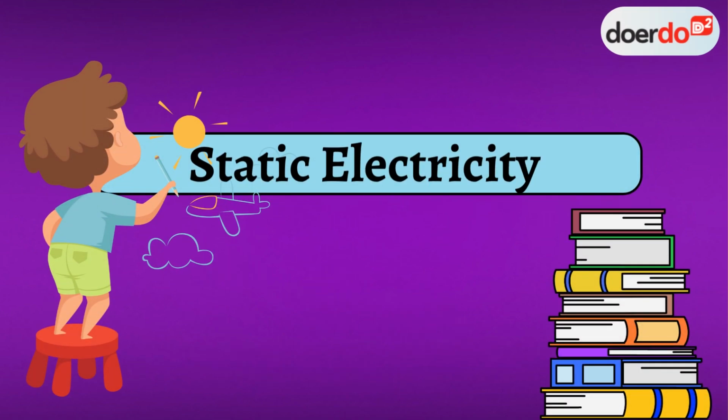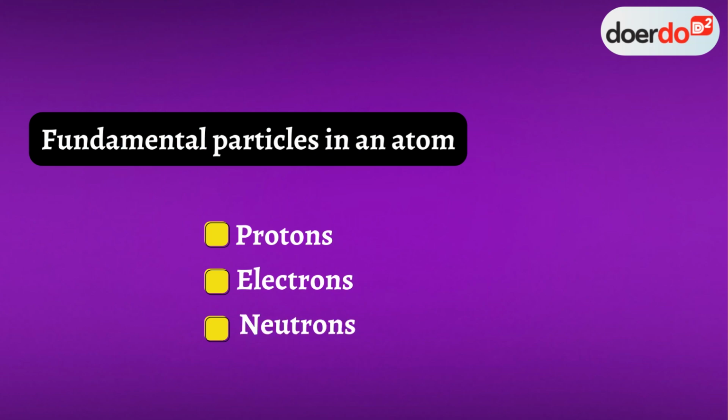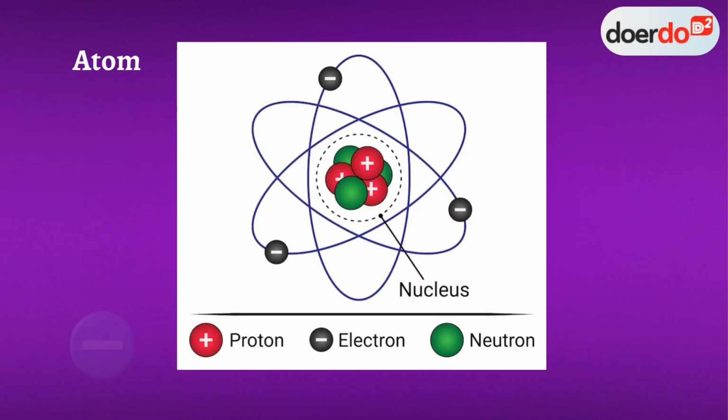Hello. Here, we will learn about some important properties of electric charge. There are three types of fundamental particles in an atom, which are protons, electrons, and neutrons. Electrons have a negative charge, protons have a positive charge, and neutrons have no charge, so they are neutral.